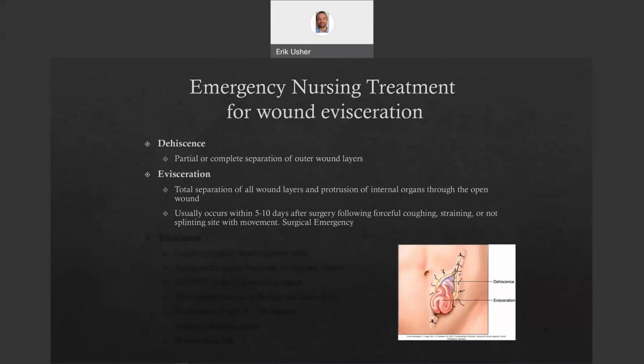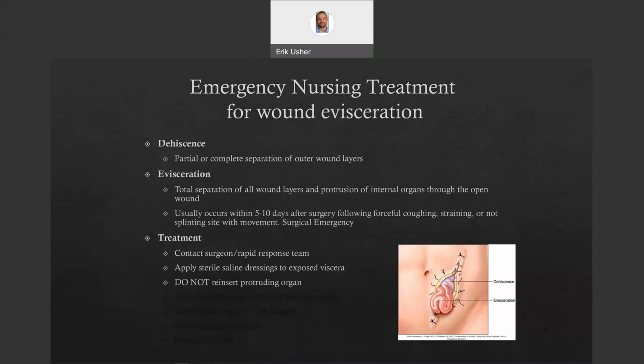It usually occurs 5 to 10 days after surgery following forceful coughing, straining, not splinting the site with movement, and it's a true surgical emergency. So what do you do? Well, first and foremost, phone a friend. Contact the surgeon, call a rapid response, apply a sterile saline dressing, usually warmer saline, moist dressing to that exposed viscera. Do not reinsert protruding organs.